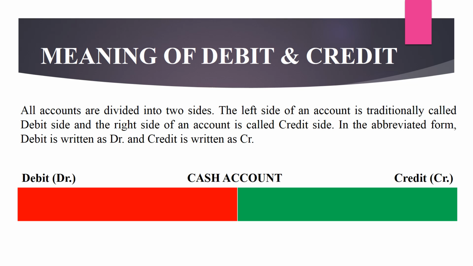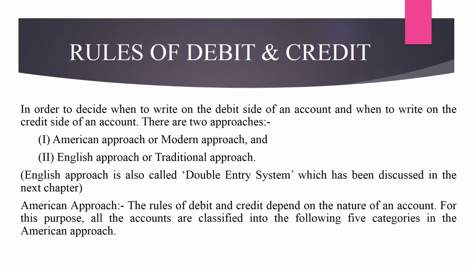So here I have taken an example like cash account. So cash account, debit side, the left hand side is your debit side. So this is your left hand side, and the right hand side is called credit side of an account. Okay, now rules of debit and credit.